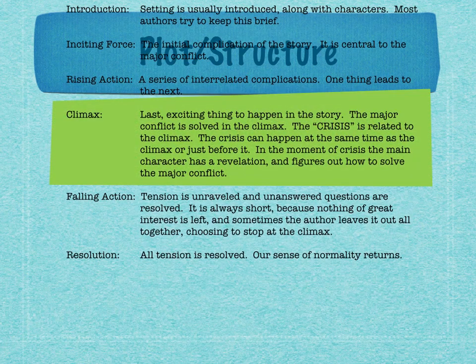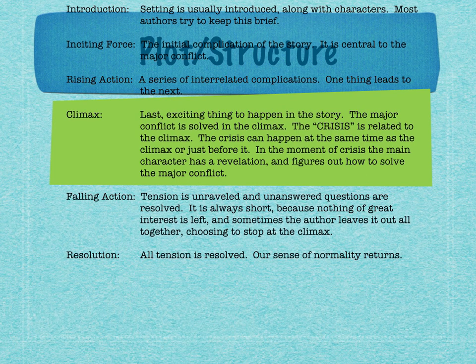So after you make your way all the way up to the top of the plot graph, you get to what we call the climax. This is best thought of as the last exciting thing to happen in the story. Some people like to say it's the most exciting thing, but of course we could argue about what the most exciting thing of anything is and maybe never get anywhere. Some people will argue that something else in the story was the most important or most exciting thing. So this is best thought of as the last exciting thing. This is where the conflict is finally solved. So the major conflict is solved in the climax.